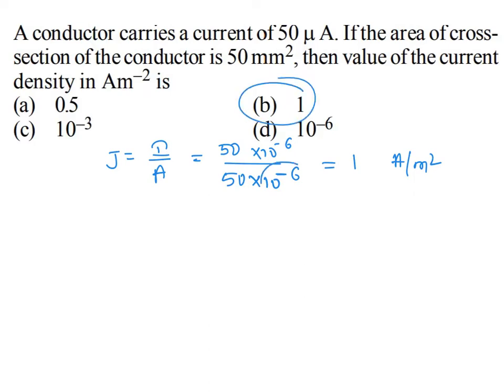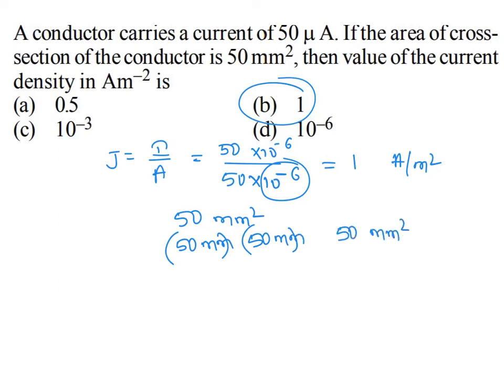Okay, why have I taken 10 to the power of minus 6 here? You know that 50 millimeter square, in the sense you know that the unit of the area is square meter, right? So that's the reason why it is 50 milli into 50 milli, correct? 50 millimeter into 50 millimeter will become what? 50 millimeter square.